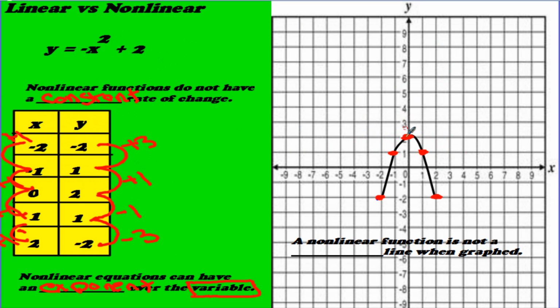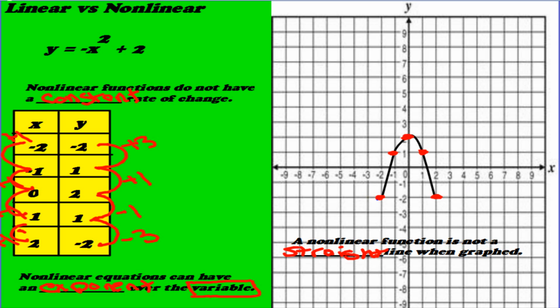So when I actually graphed it, I come up with this line. This is not a straight line at all. But it's still a function, but it is a nonlinear function. So a nonlinear function is not a straight line when it's actually graphed. It's going to have some curves. It could be one of those squiggly lines. It's still a function. It's just not a linear function.